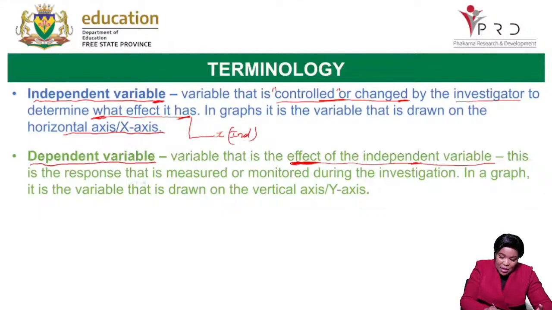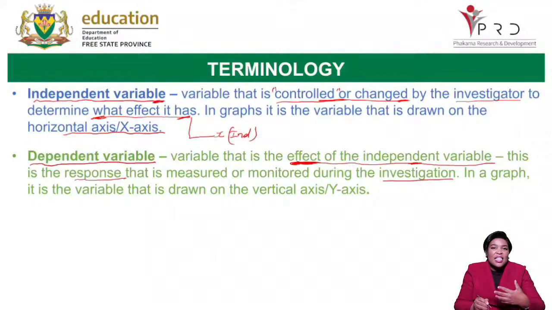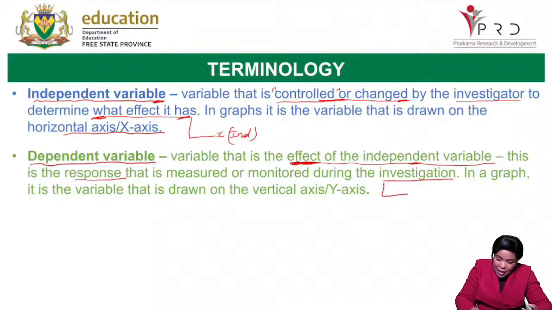Now, this is a response that is measured or monitored during the investigation. So you are going to measure the response of a plant. How does it respond to light? That response that you are getting is your dependent variable. And in a graph, your dependent variable is always going to be on your y-axis, the vertical axis. So now you need to be able to identify them and be able to draw them on the graph.